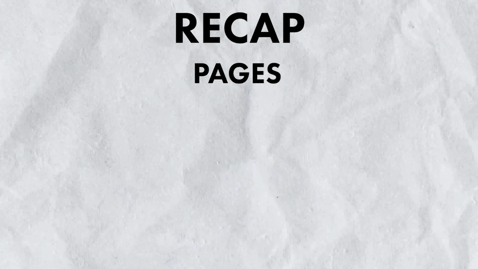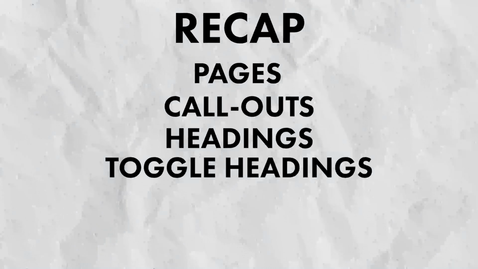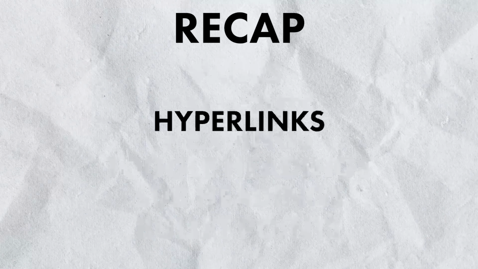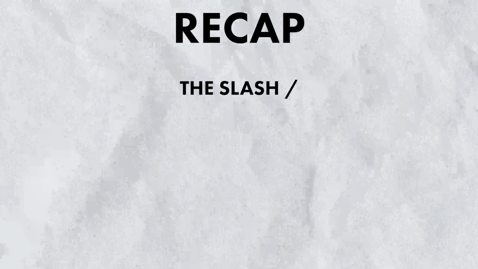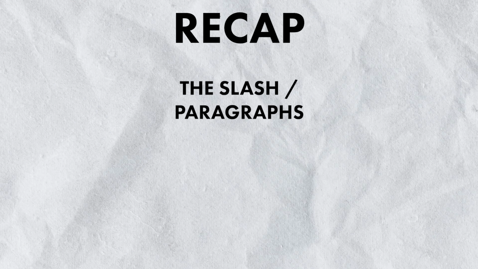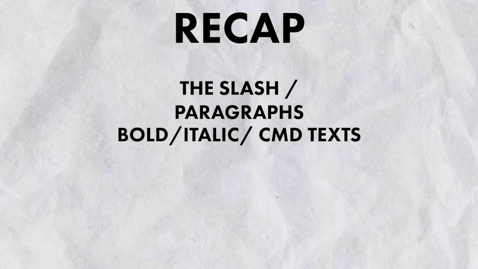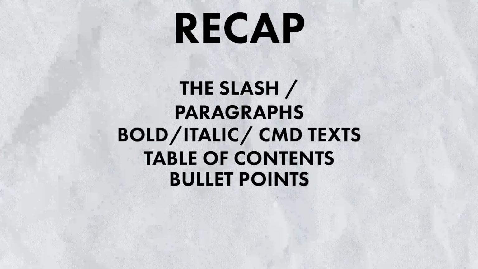I went over pages, callouts, headings, toggle headings, subheadings, bullet points, hyperlinks, emojis, commands like Command Shift P, Command Shift F, Command Shift H, and the slash that can show you everything you need. I went over paragraphs, bold, italics, command line text, table of contents, bullet points. What else did we go over?